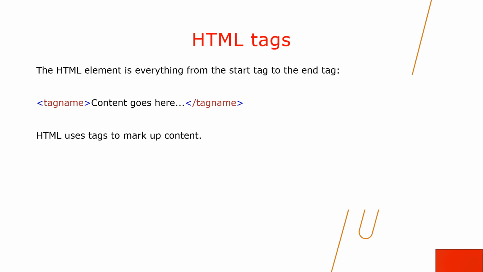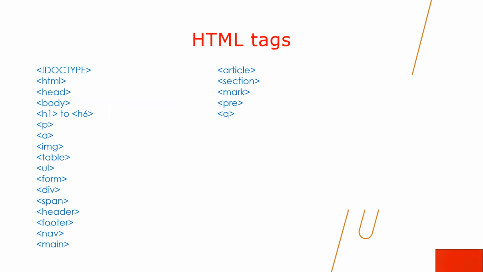HTML uses tags to mark up content. For example, we use the H1 tag for main headings, P for paragraphs, and A for links and so on. HTML contains many tags. Here is the list of a few important tags which we will cover in the next few minutes.